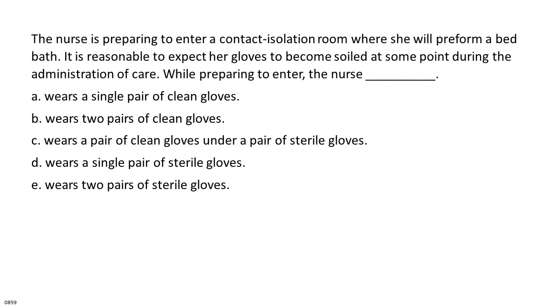The nurse is preparing to enter a contact isolation room where she will perform a bed bath. It is reasonable to expect her gloves to become soiled at some point during the administration of care. While preparing to enter, the nurse: A. Wears a single pair of clean gloves. B. Wears 2 pairs of clean gloves. C. Wears a pair of clean gloves under a pair of sterile gloves. D. Wears a single pair of sterile gloves. E. Wears 2 pairs of sterile gloves.